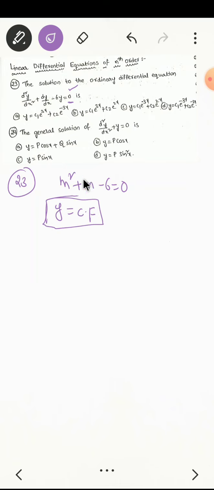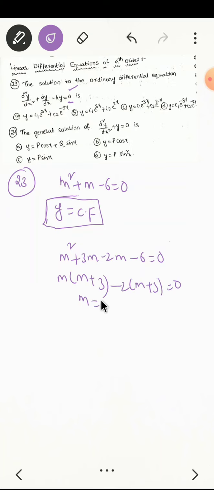First find the roots of this equation, m square plus m minus 6 equal to 0. How can I write this? I want 6 and minus 6. I can write m square plus 3m minus 2m minus 6. If I multiply 3 into minus 2, I will get minus 6, and I will get plus m. So (m + 3)(m - 2). What are the roots I am getting? 2, minus 3. The roots are different. This is m1, m2.